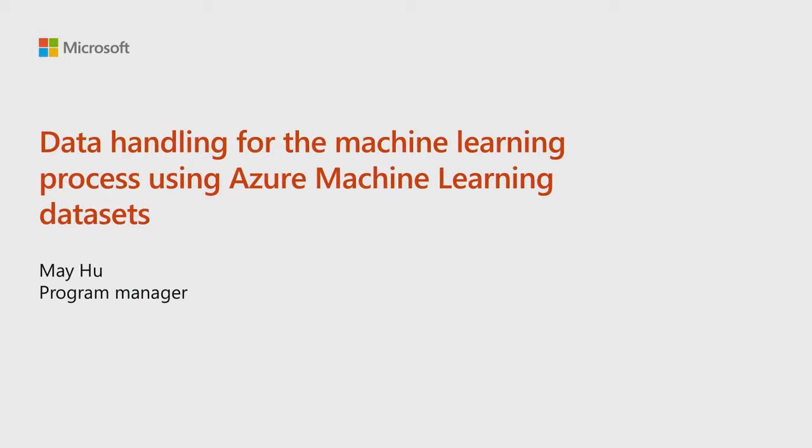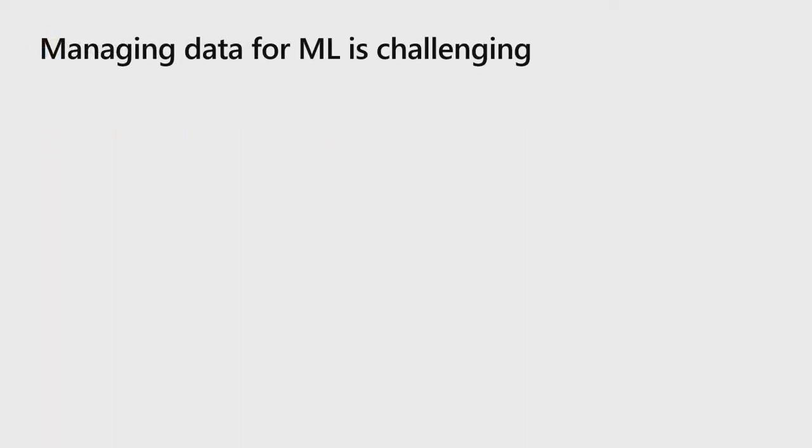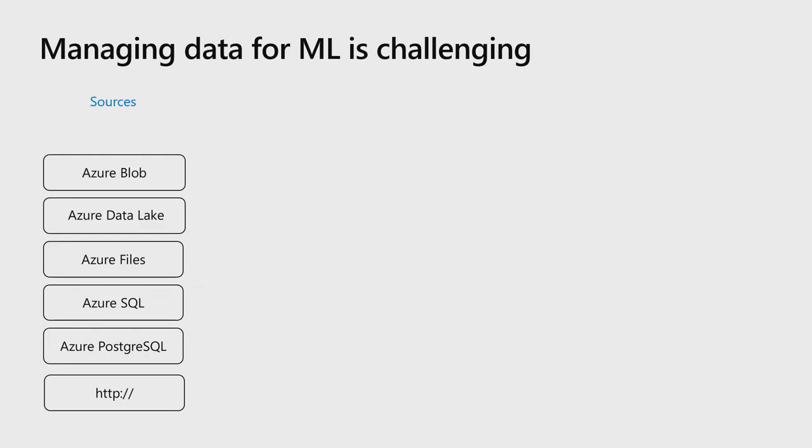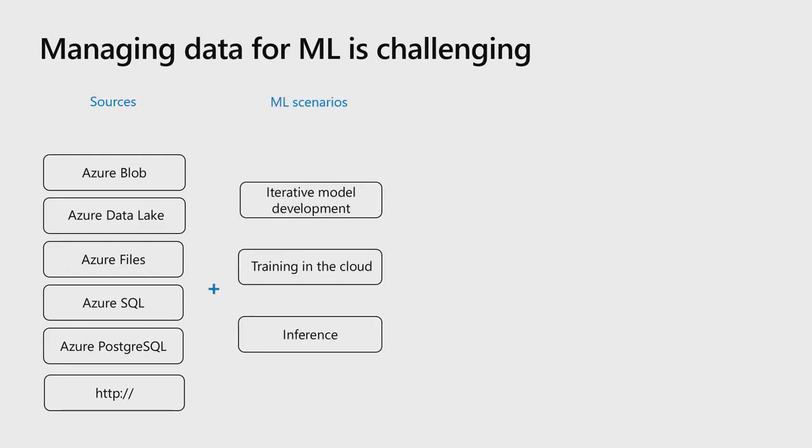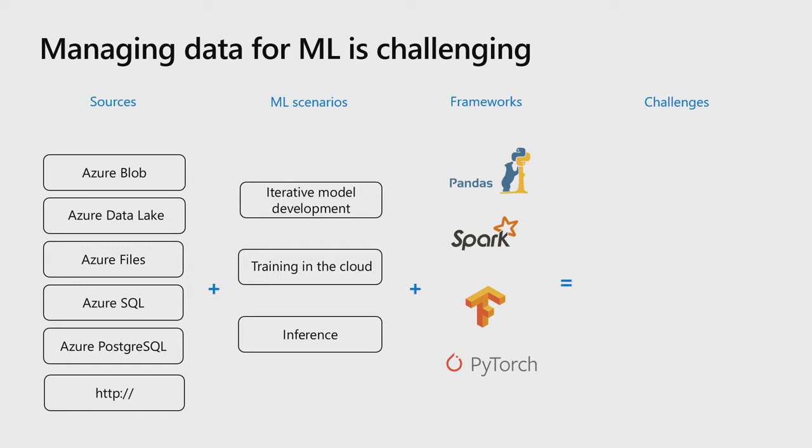The topic for this session is how do we help data scientists work with data in machine learning. We all know managing data for machine learning is very challenging. For our data scientists to get started with a machine learning project, it usually needs to read data from multiple sources, load it into different machine learning scenarios, and there are so many frameworks that data scientists need to learn to prepare data and train the models. So all this complexity adds up, leading to a few key challenges.